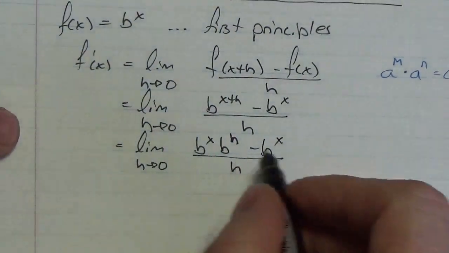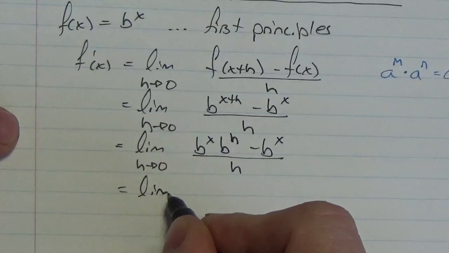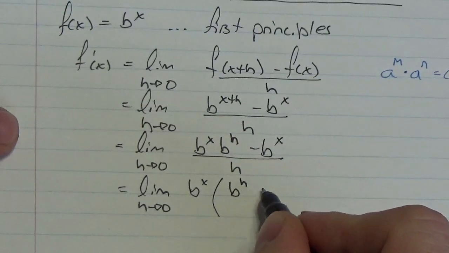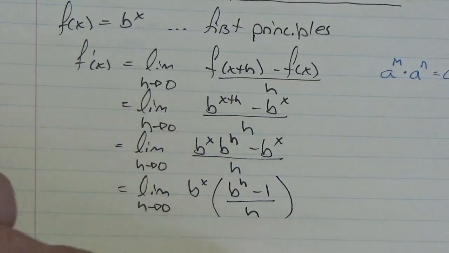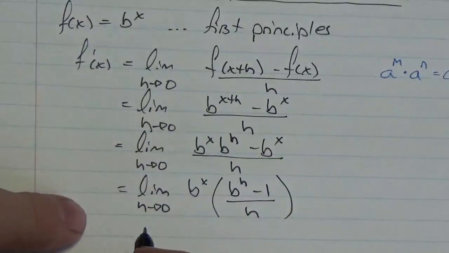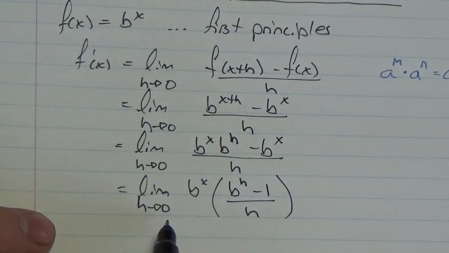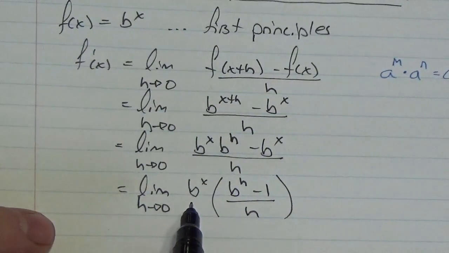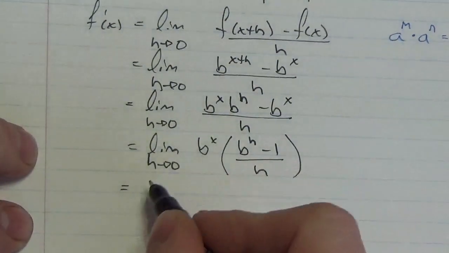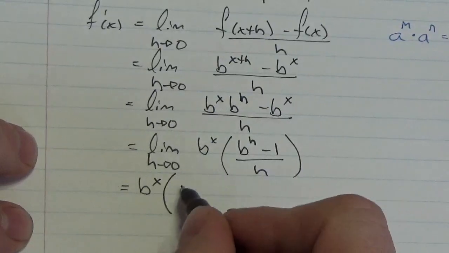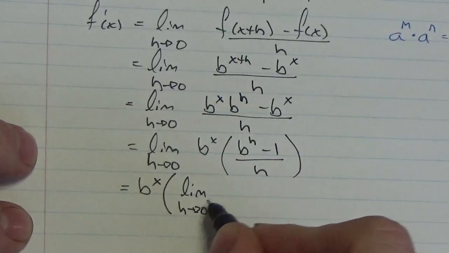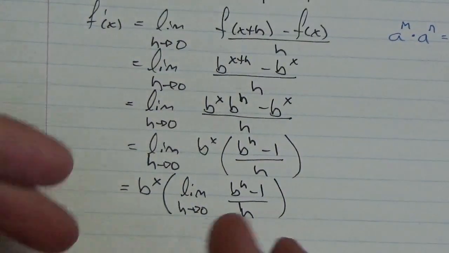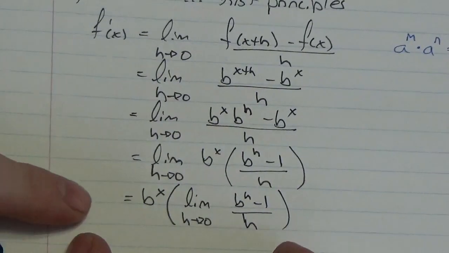Okay. Now, there's a common factor of b to the x there. So I will take b to the x out, and that will leave me with b to the h minus 1 over h. Now, an interesting thing: I am taking the limit as h approaches 0, and notice that that's going to affect this factor, but not this one. So I can take that b to the x out and multiply that by the limit as h approaches 0 of b to the h minus 1 over h. And there it is. That is the derivative of b to the x.